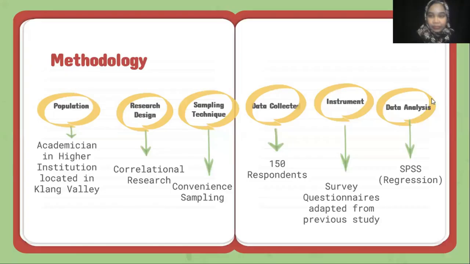So this is the methodology for the research, where the population is academicians in higher institutions located in Klang Valley. Next, the research design is a correlational research. The sampling technique is convenience sampling. Data was collected from 150 respondents. The instrument is a survey questionnaire adapted from a previous study. And last but not least, data analysis is SPSS version 26 regression.